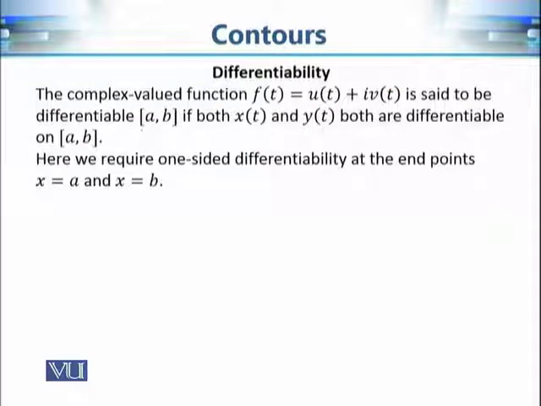Now, the first thing that we are going to define in this module is the differentiability of a given complex valued function of this form. Basically it's a function of one variable. In fact, it's not a variable, it's a parameter t. This function is said to be differentiable on the closed interval [a, b] if both real valued functions x(t) and y(t) are differentiable on this closed interval [a, b].